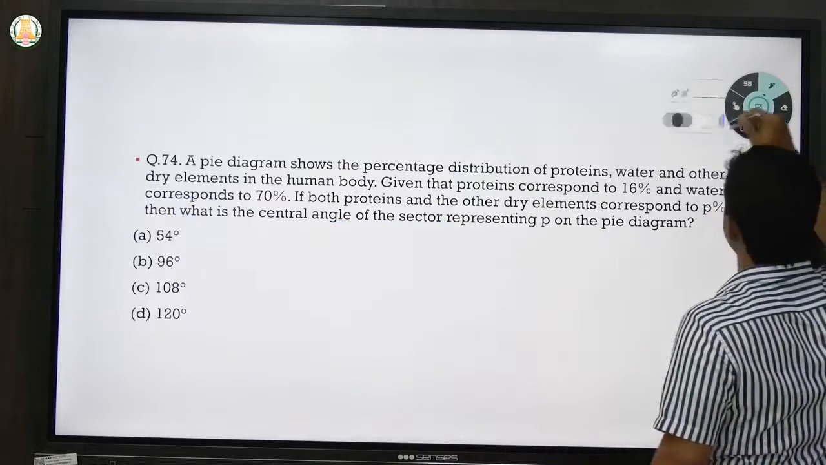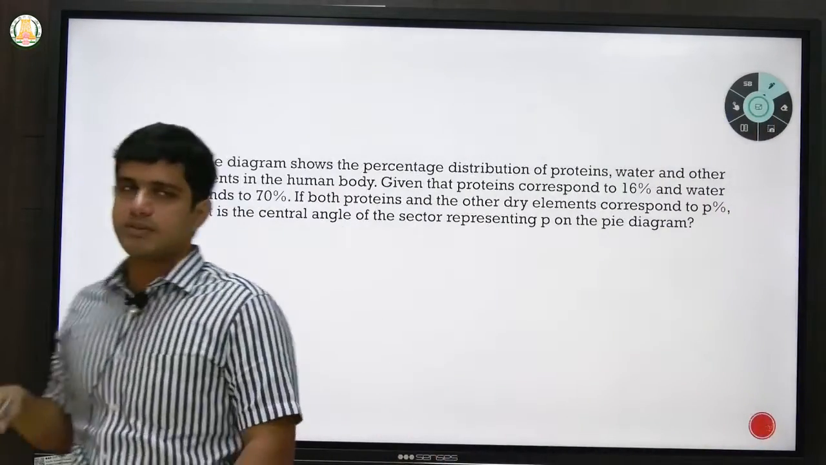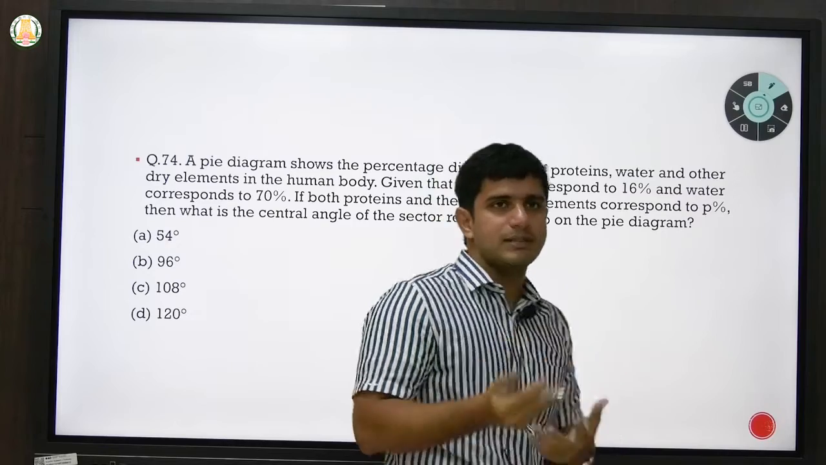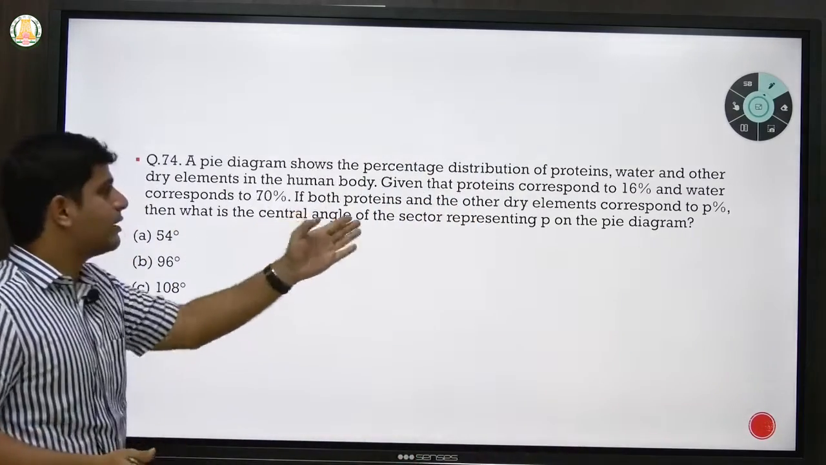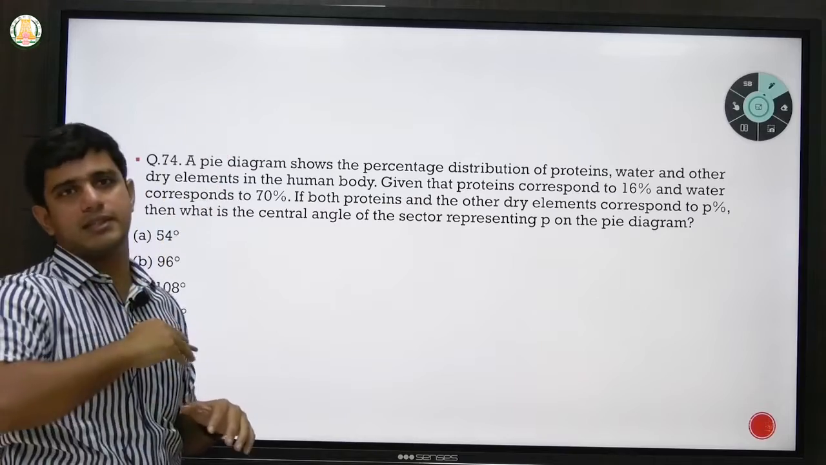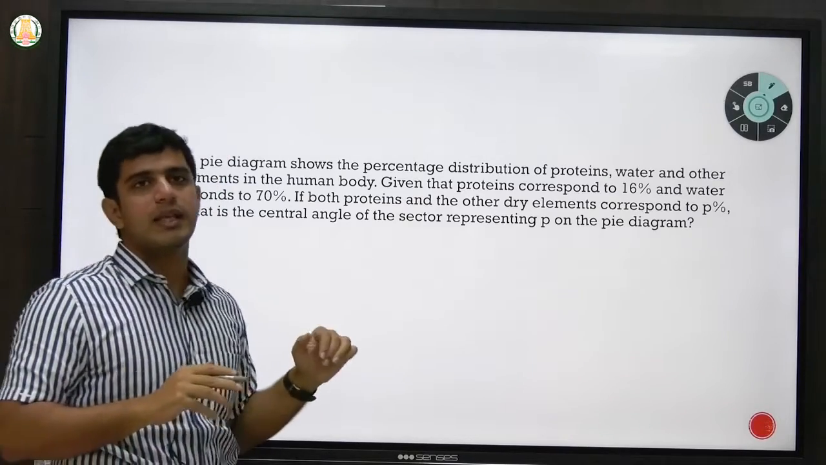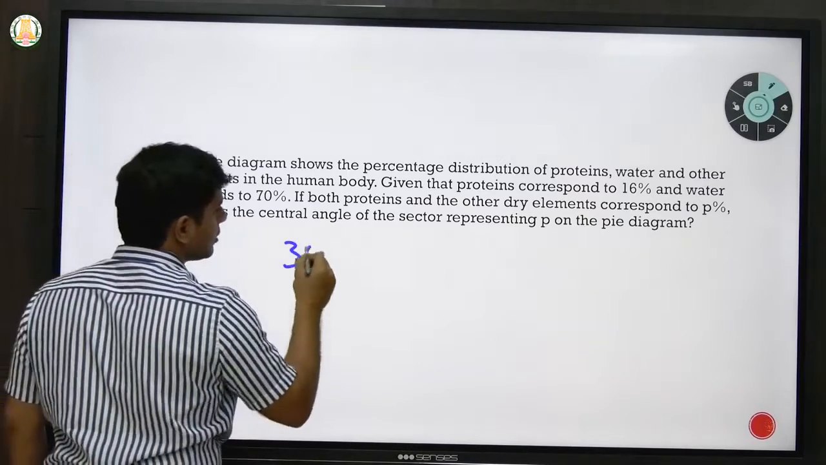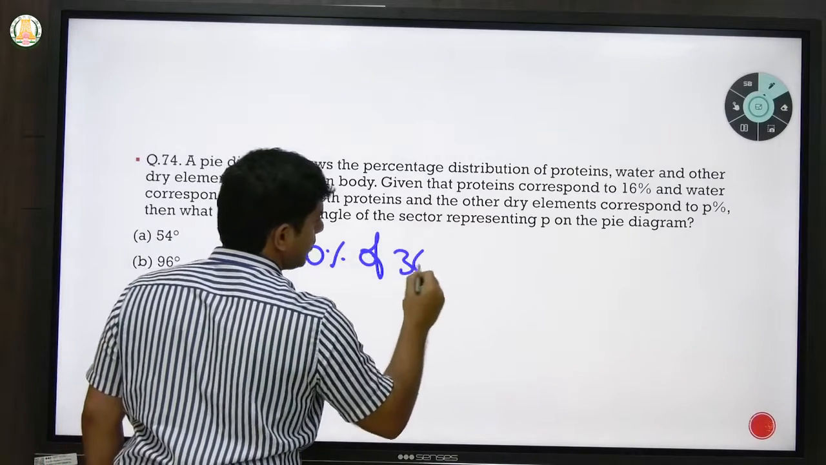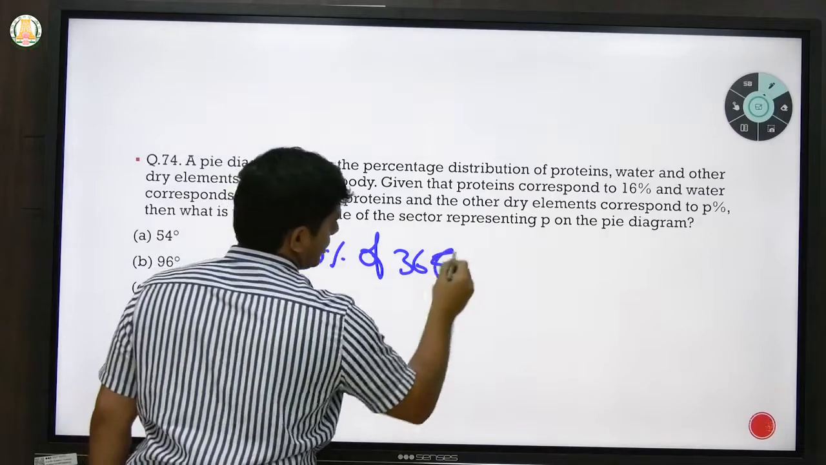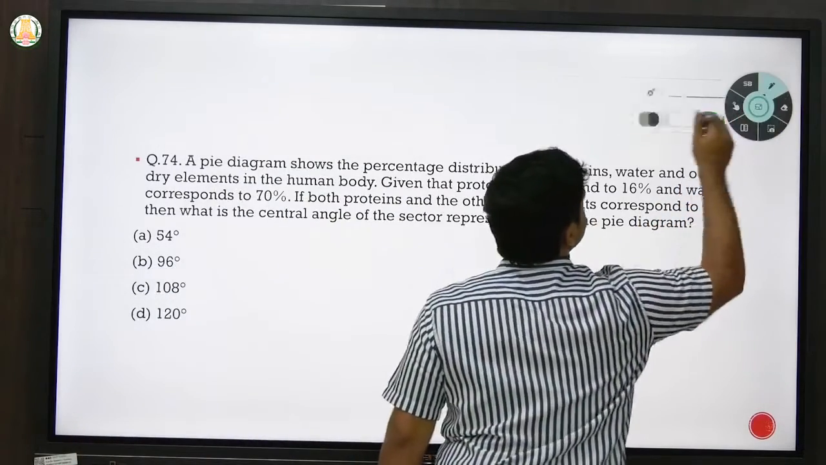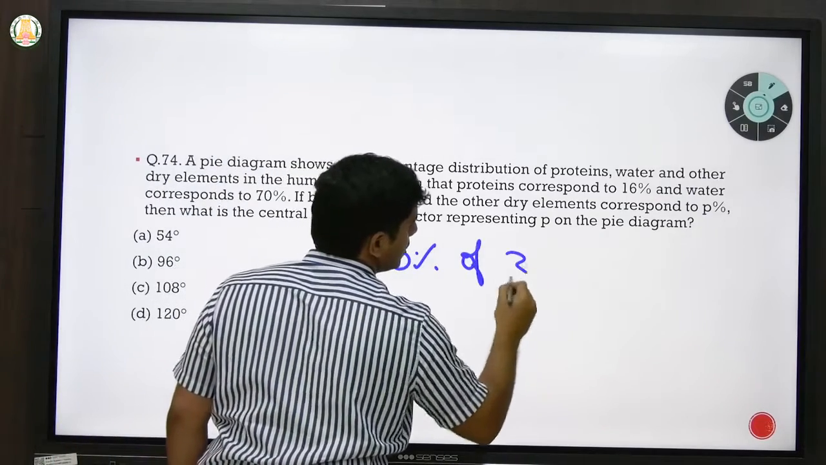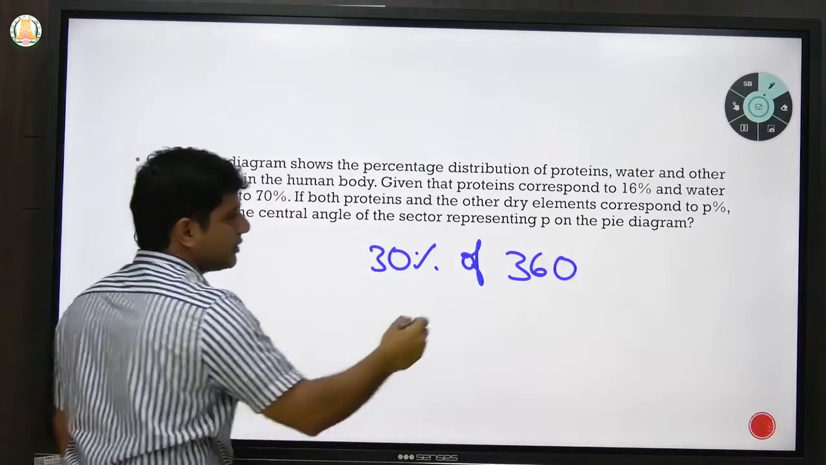Now, in this question, basically you have to first draw the pie diagram, since it's saying pie diagram here. Then find out what is the percentage that P means. We have calculated it is 30%. Central angle of that sector means 30% of the entire 360. If he asks what will be the central angle of water, it will be 70% of that 360. Sorry, I'm so sorry, extremely sorry. The central angle is 360. I got confused with the number of days. So it is 30% of 360.